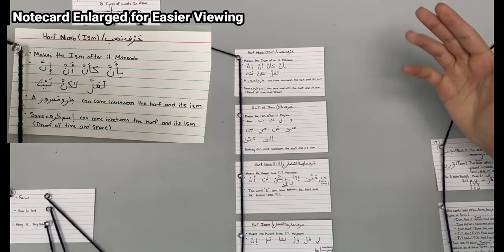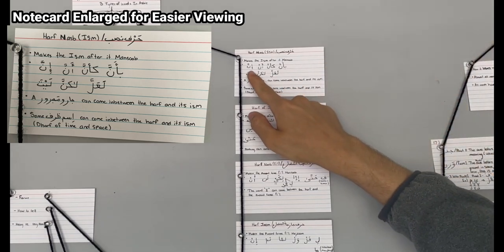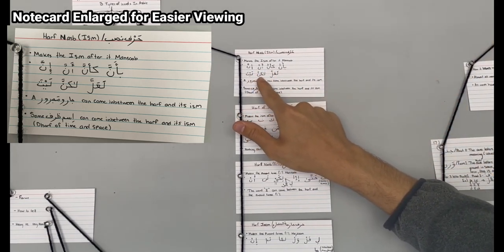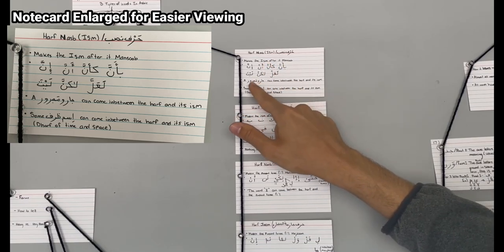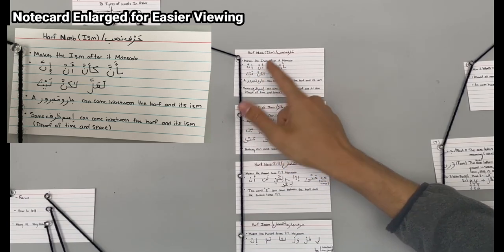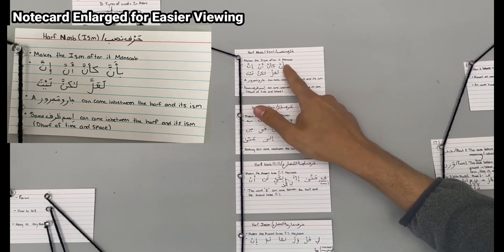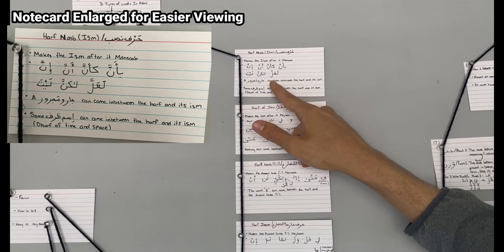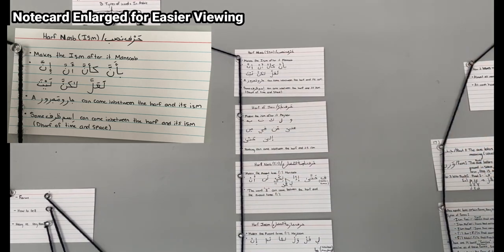So what are these harfs? It's inna, anna, ka'anna, bi'anna, layta, lakinna, la'alla. All these have definition meanings. So like inna means certainly, anna means that, ka'anna means kind of like that, bi'anna means because, layta means wish, lakinna means however, la'alla means hopefully. But if you have it before an ism, it makes the ism nasib.